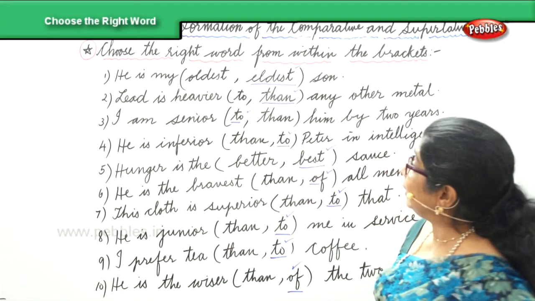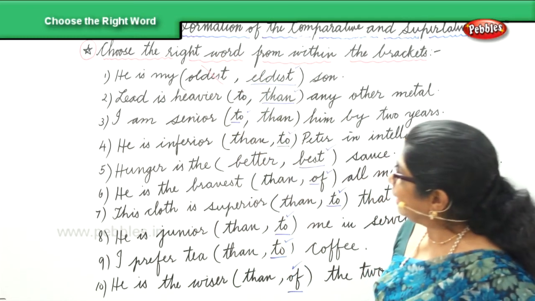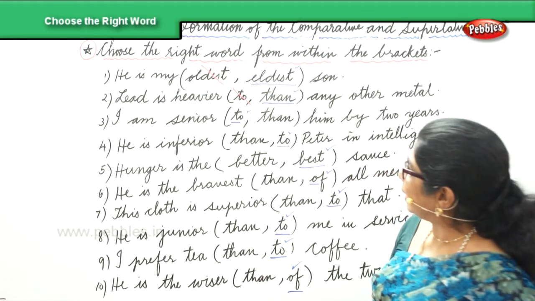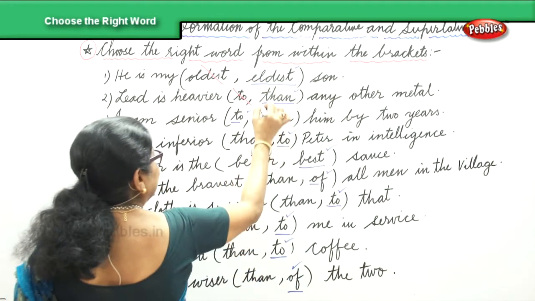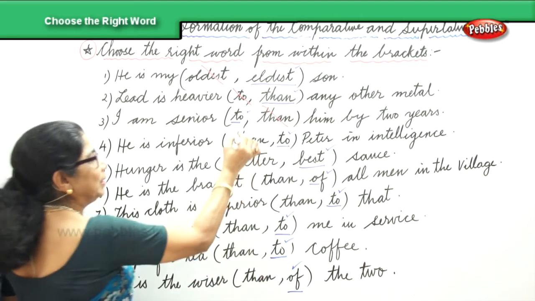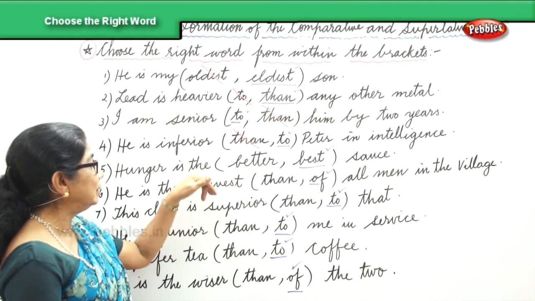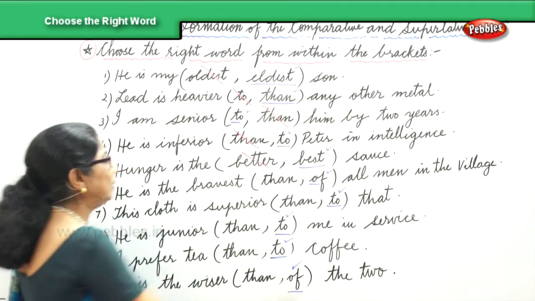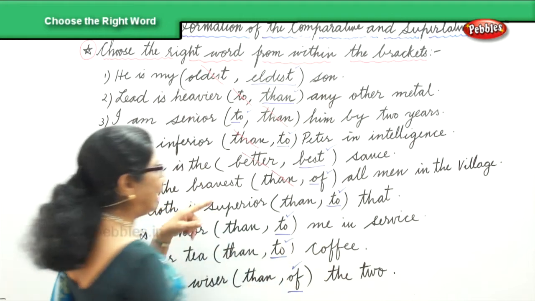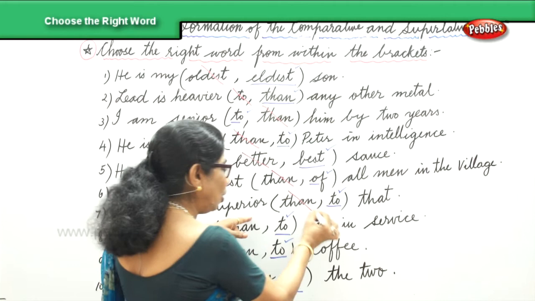Okay? Now, he is my eldest son. So, this is wrong. Lead is heavier than any other metal. To is not correct. I am senior to him. This than is not correct. He is inferior to Peter. Than is certainly not correct. Hunger is the best sauce, not better. He is the bravest of all in the village, not than. This cloth is superior to that, not than.